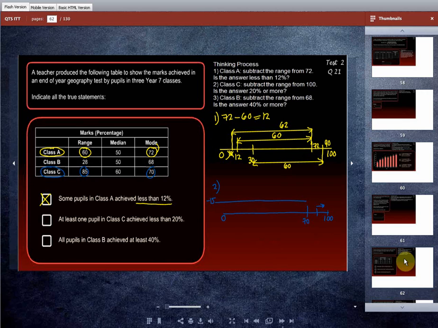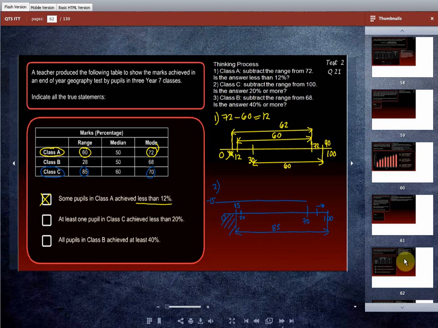So let's take this. If I draw the range starting at 100%, then we can see that at least one pupil must have achieved 15% or less. In the words of the question, less than 20%. So the statement must be true. I see. So the lowest score must be between 0% and 15%. If it were more than 15%, it would go off the scale at the top.